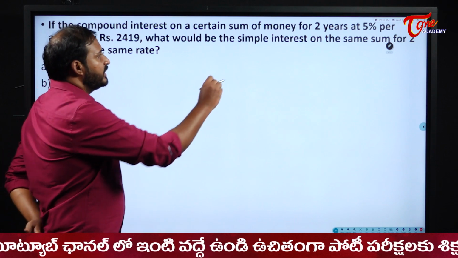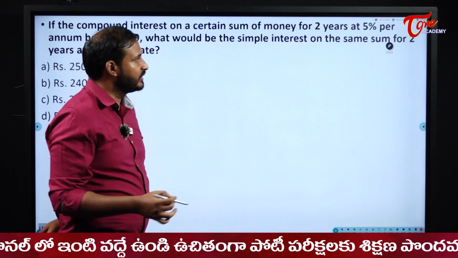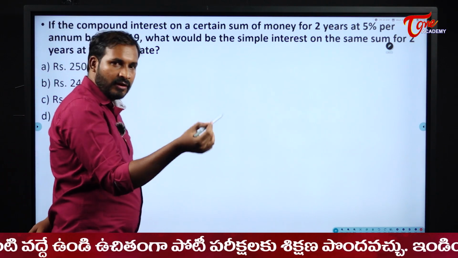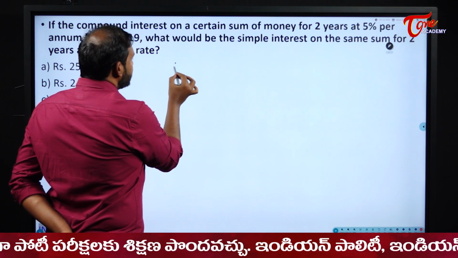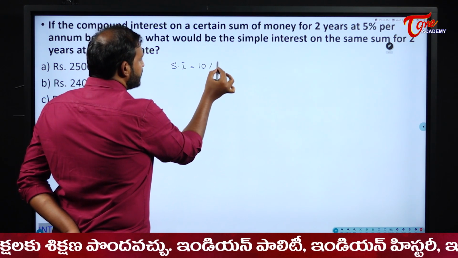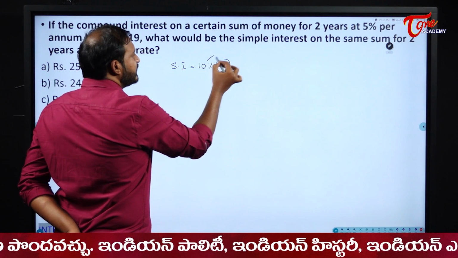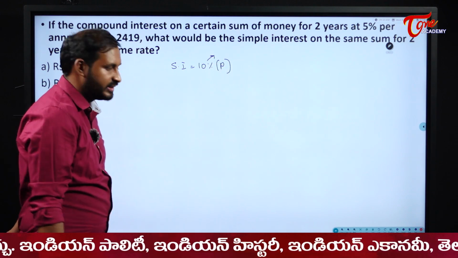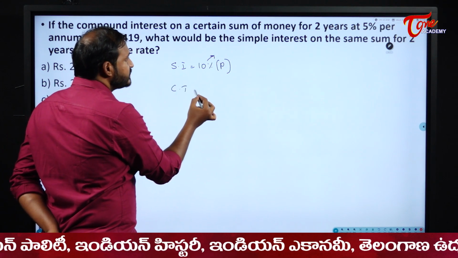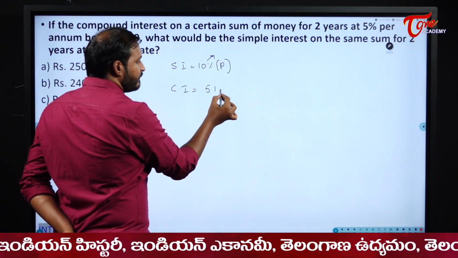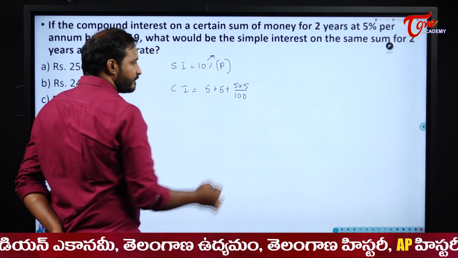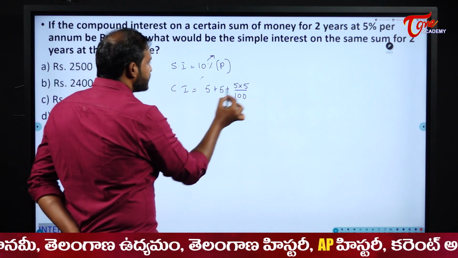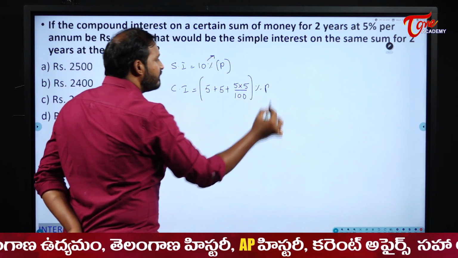Okay. For 2 years, generally students, we will go with the general process. For 2 years, what is my SI? 10% of principal, right? Why I am writing here 10%? TR. 2 into 5 what? 10%. Now, when it comes to compound interest, 5% plus 5% plus 5 into 5 by 100. XY. Okay, this percentage of principal will be my compound interest.